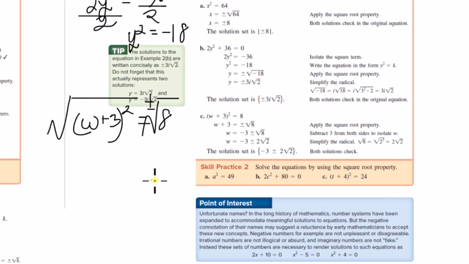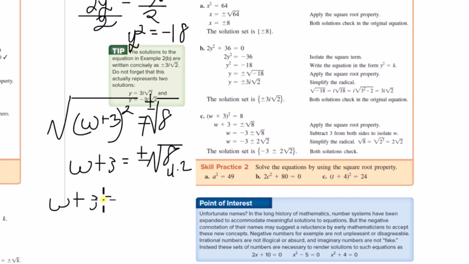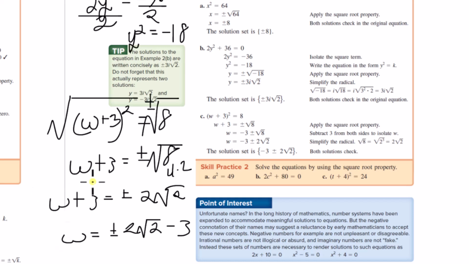And when you do that, you put that plus or minus. So you're left with w plus 3 is equal to, okay, this is 4 times 2. So we've got 2 root 2 plus or minus 2 root 2. So we've got w is equal to plus or minus 2 root 2 minus 3. You see, so one solution is 2 root 2 minus 3. Another solution is minus 2 root 2 minus 3.